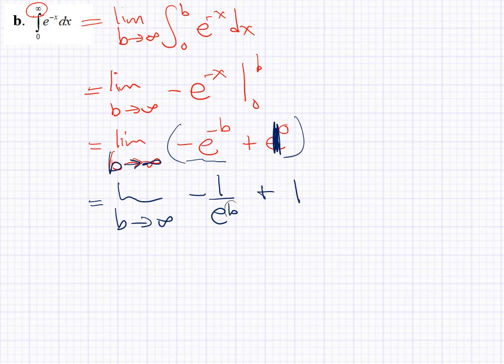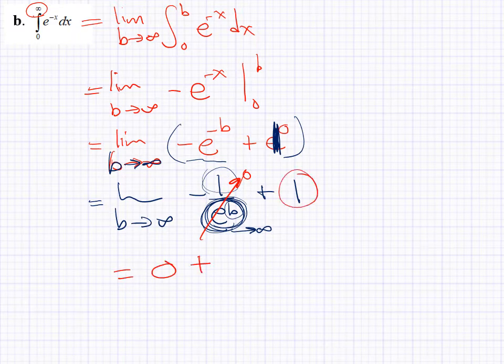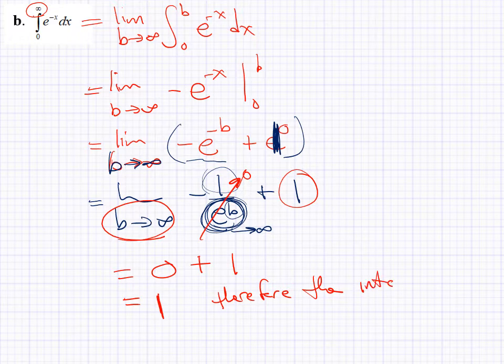As b goes to infinity here, e to the b, this whole piece, also goes to infinity. So if the denominator of this fraction is going to infinity, but the numerator is staying constant at 1, this whole fraction, you should all know, goes to 0. And therefore, this will be 0 plus, this is the constant, so it's just going to stay 1 no matter what's happening with b. And so the limit ends up equaling 1. So we could say, therefore, the integral converges to 1.